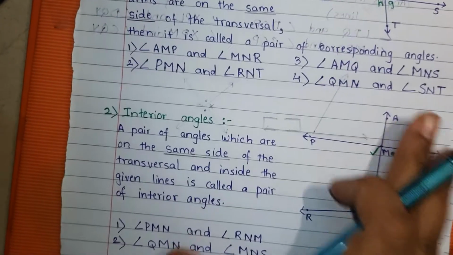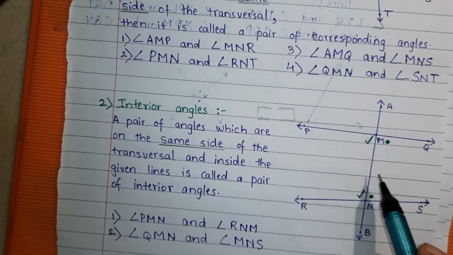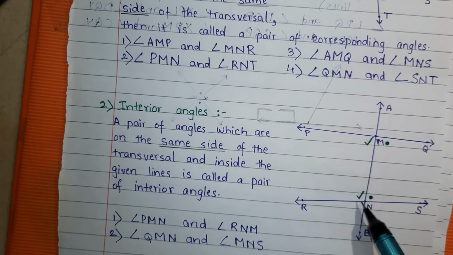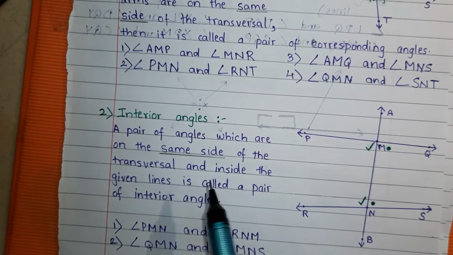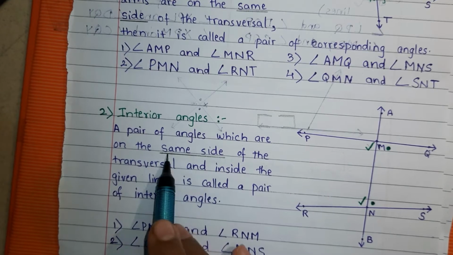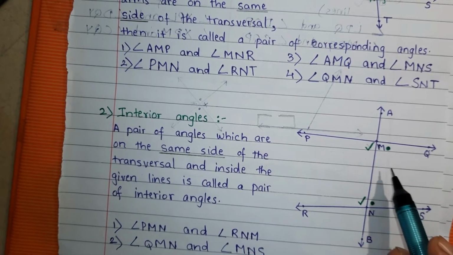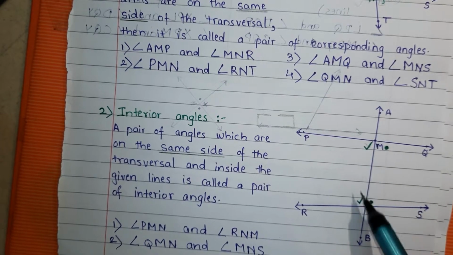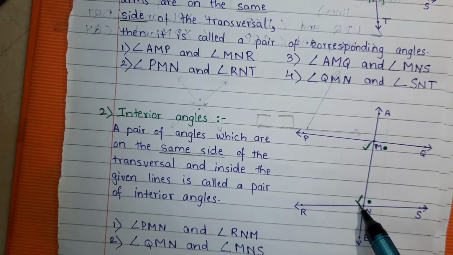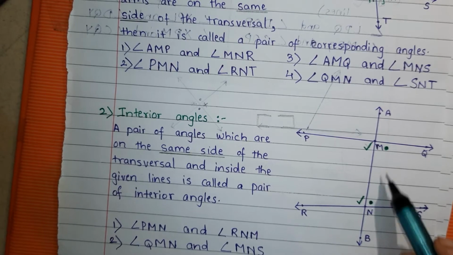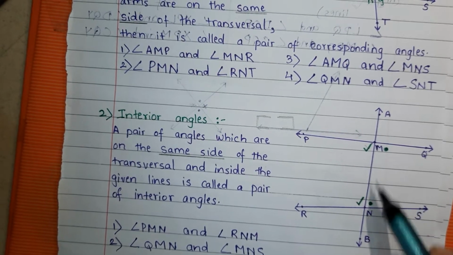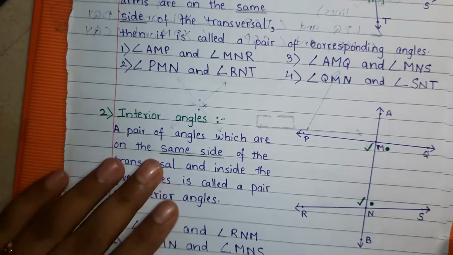Okay. Next we have studied interior angles. Interior means inside the given lines, and we have to remember that they are on the same side. This pair of angles are on the same side, meaning this angle and this angle are called interior, and this circle and this circle, these two angles, are called interior angles.